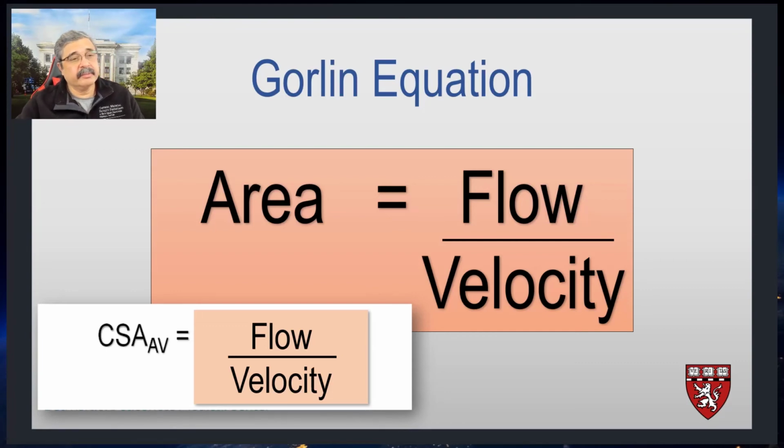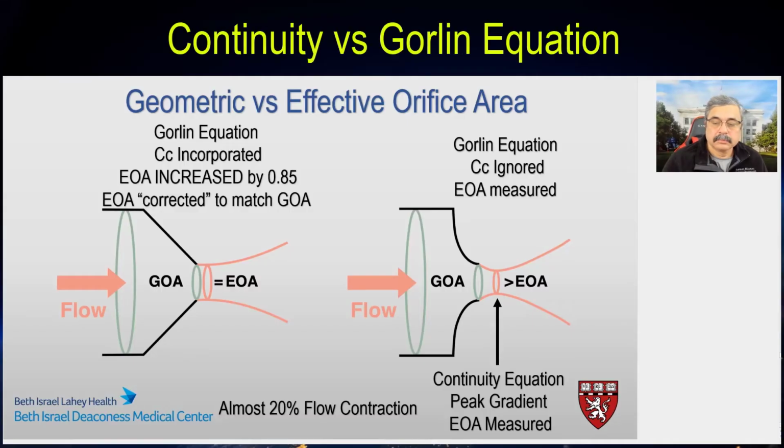And whether or not they measure the effective or the geometric orifice area, we'll get to that in just about a second. So in the final analysis, we'll compare and contrast the Gorlin equation with the continuity equation and the differences between geometric and effective orifice area. Geometric orifice area being the anatomical area of the aortic valve, and effective orifice area being the area of the flow contracted fluid, which is a little distal to the contracted aortic valve, albeit being a little smaller than the actual or the geometric area.